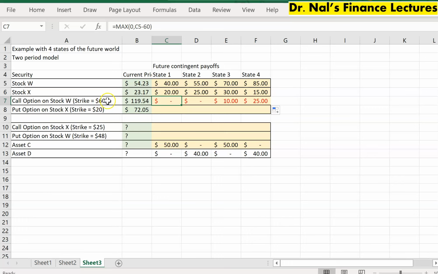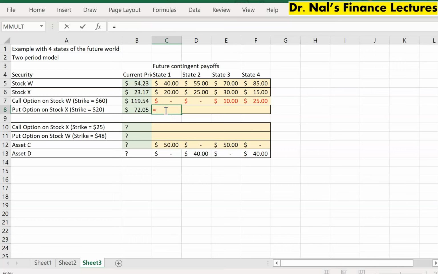As soon as you exercise your right and purchase at $60, if state 3 is the state of the world in the future, then you can sell those stocks at $70 a piece after having purchased them at $60, so you make a profit out of the difference. If instead state 4 were to materialize, then stock W would be worth $85. Again, it is more profitable to exercise your right. 85 minus 60 is 25, and that's the value of the security. So all you do is look at the difference, stock minus strike, and if that number is positive, you exercise. If it's negative, you just put 0. You don't exercise your right.